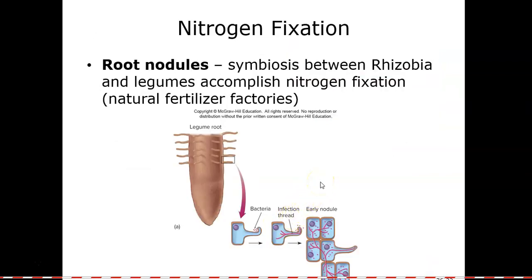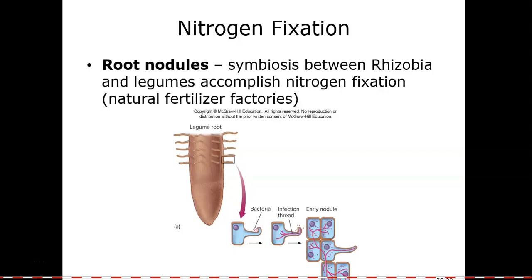So let's talk about some examples of nitrogen fixation and nitrogen fixing bacteria. So it's important to know that nitrogen fixation is not an aerobic process, and that some nitrogen fixing bacteria do have the ability to live freely in the environment. However, as we're going to see, some form symbiotic relationships with plants. And we're often talking about the root nodules of plants.